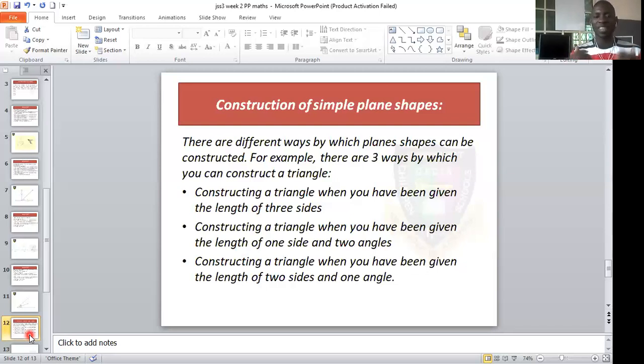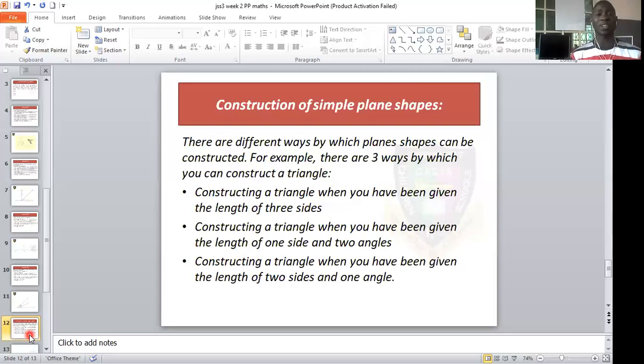The third one says you can construct a triangle when you are given the length of 2 sides and 1 angle. A triangle is made up of 3 sides. You can be given the length of 2 sides and 1 angle for you to find the length of the other side.